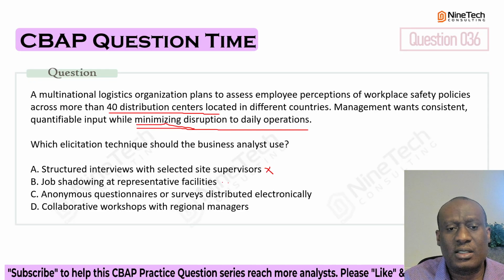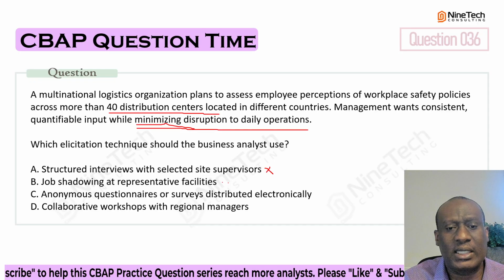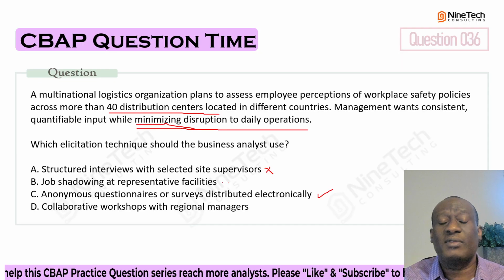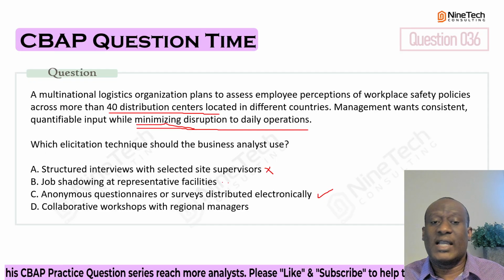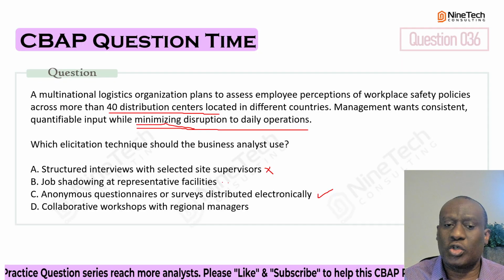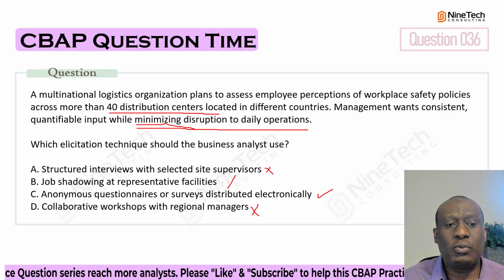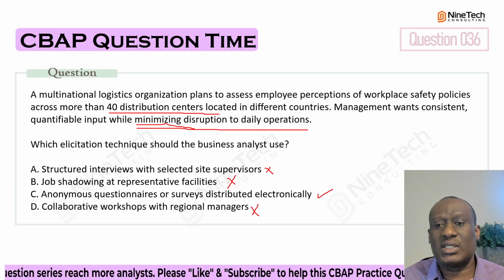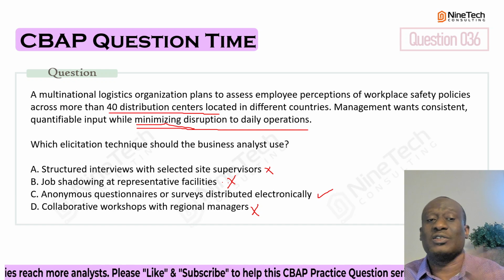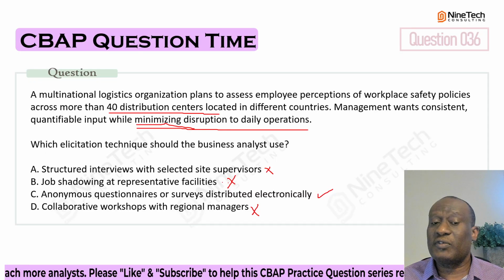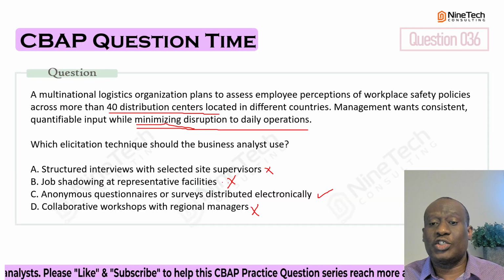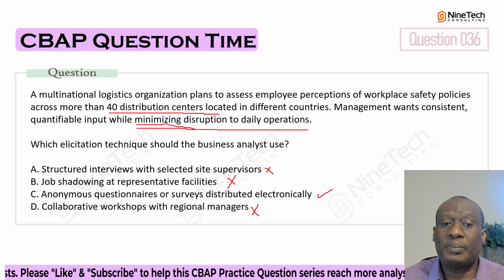Anonymous questionnaires or surveys distributed electronically. Yes. So anonymous questionnaires, definitely. I like this because people can fill it at their own convenience, and you don't really have to go there to disrupt that person's work. Collaborative workshops, no, this will mean having meetings. So I will go with C because it's anonymous, it's a survey. Remember, all your stakeholders are in 40 different distribution centers, and with surveys you can engage a large geographically dispersed group. So that would be the right answer.